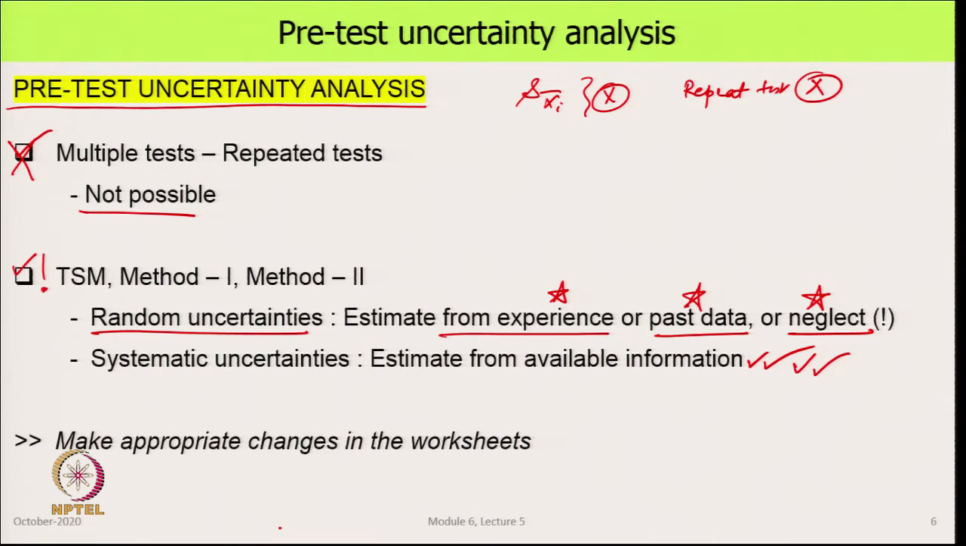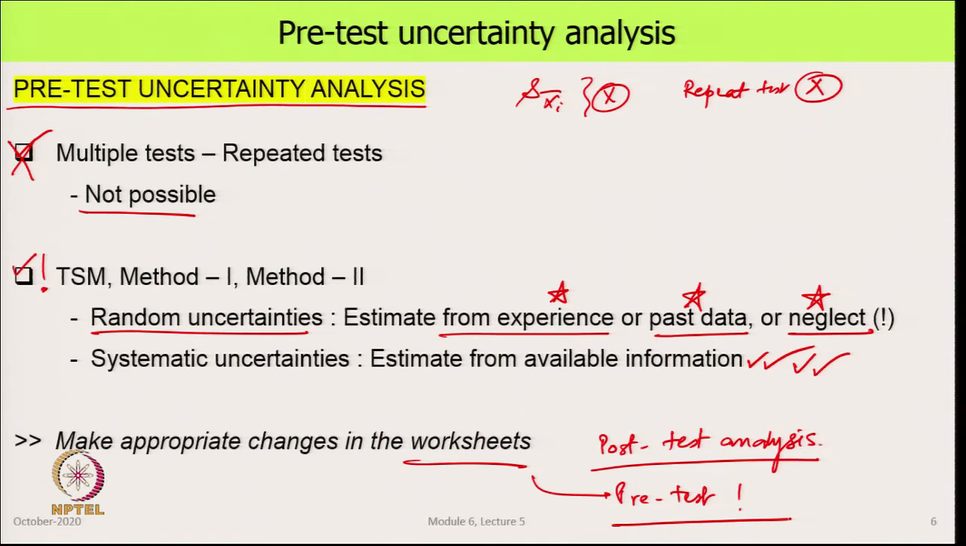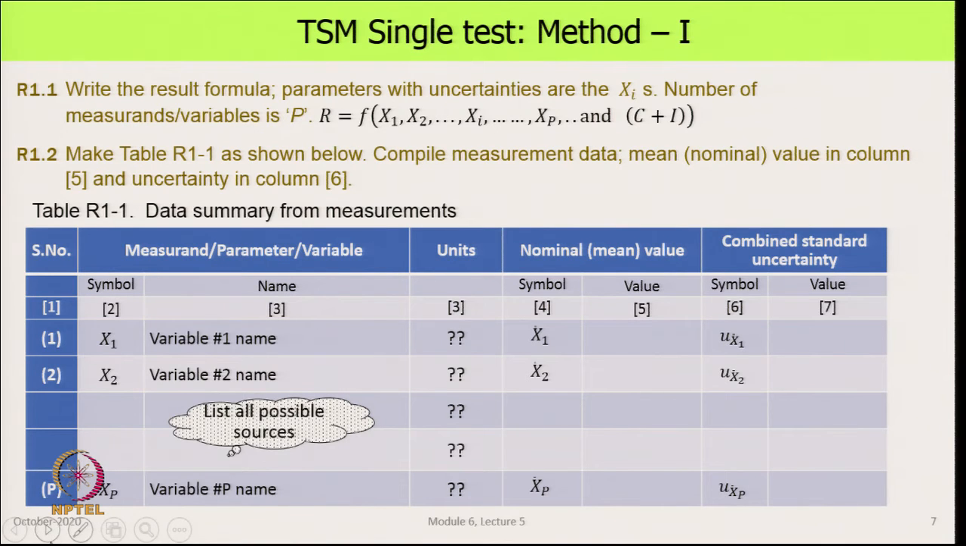So, what this tells us is that the worksheets that we will now see are fully applicable to the post-test scenario. Certain items will have to be modified if we are using them for the pre-test scenario, but the worksheets can be used as they are. So, let us see the step by step procedure for the Taylor series method, the single test method 1. These details are also given in the notes.